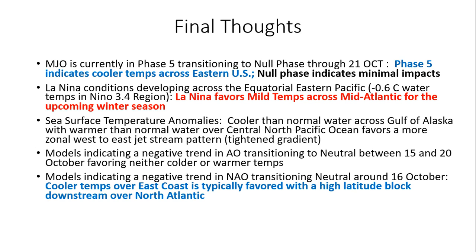Now, models are indicating a negative trend in the AO transitioning to neutral between 15 and 20 October. This favors neither colder or warmer temperatures. And then models are also indicating a negative trend in the NAO, transitioning neutral around the 16th of October. We expect cooler temperatures over the East Coast. That's typically favored with a high latitude block with a negative NAO. So just keep that in mind.